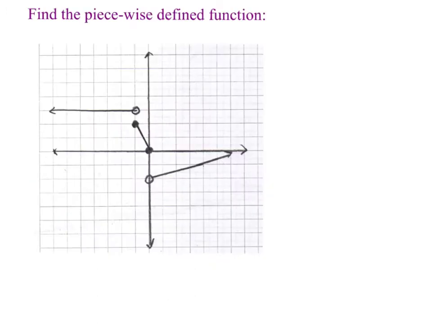Another thing you may be asked to do is come up with a function given a graph. Now, I start usually by listing the domain. You'll see we take on one function from -infinity to -1. We take on a different function from -1 to 0. And we take on a different function from 0 on. So I'm going to write that down.